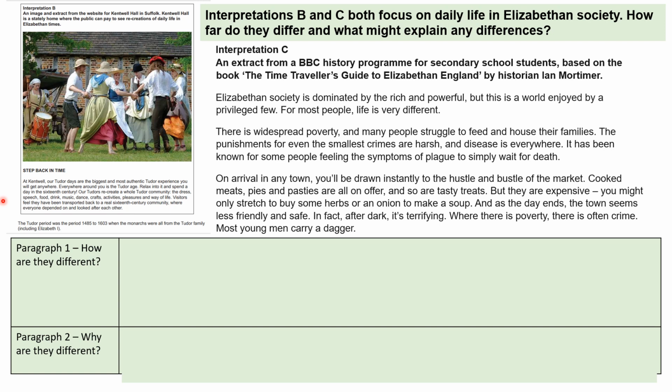Okay, you've also been given a little bit of additional information at the bottom that says the Tudor period was the period 1485 to 1603, when the monarchs were all from the Tudor family, including Elizabeth I. So this is just for anybody that reads Tudor and thinks, why are they speaking to me about the Tudors rather than just Elizabeth I? Remember that we have looked at in our background lessons the fact that Elizabeth was part of the Tudor dynasty, but the exam would have helped us by giving us this bit of information here.